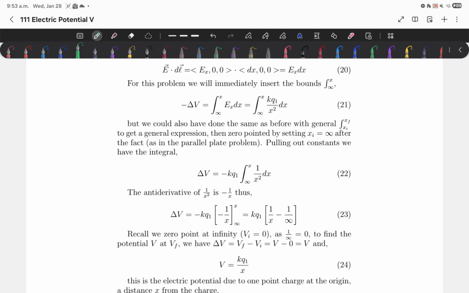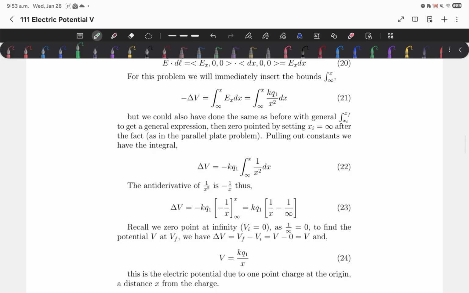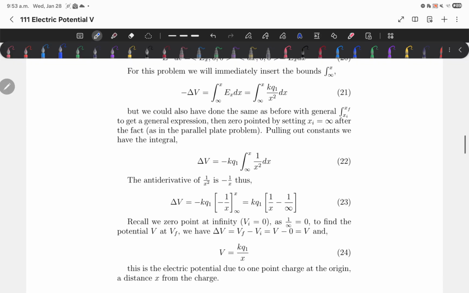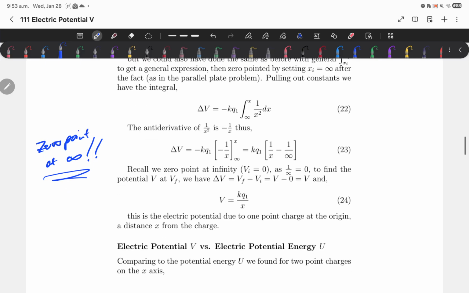But remember, for the point charge problem, we 0 point at infinity. So our initial x, our lower bound of the integral, is infinity. Essentially we're asking ourselves, what's the potential difference at some point x relative to infinity? That's the point where we 0 point for these point charge problems. Why did we do that? Well, one of the reasons is that when we evaluate this integral, we're going to have 1 over infinity. That's just 0.